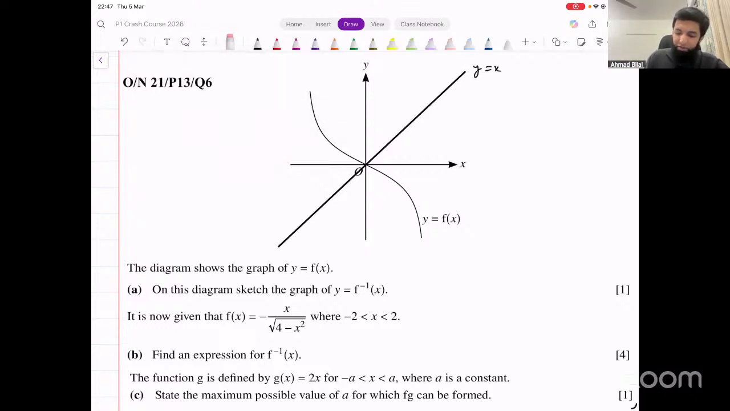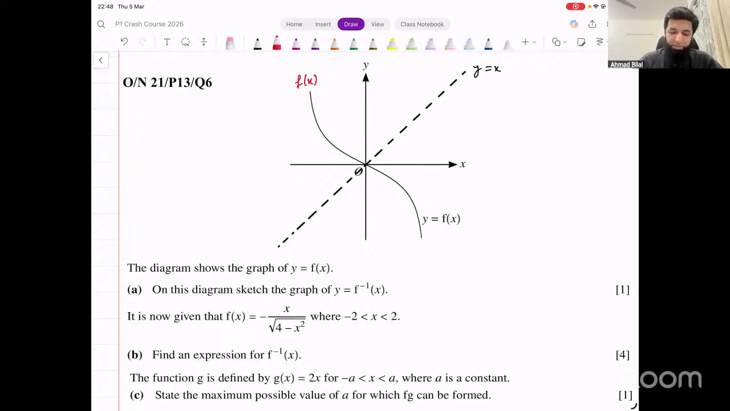You are given f of x graph, right? This is f of x graph. What you need to sketch is the graph of f inverse. Now, how do you do that? F and f inverse, they are reflection of each other in the line y equals x. How do we do reflection? Perpendicular distance from the line of reflection should remain the same, right? On both sides. So take some points.